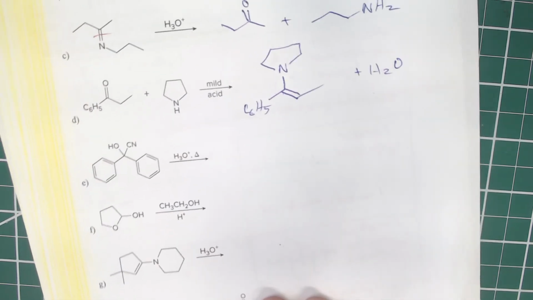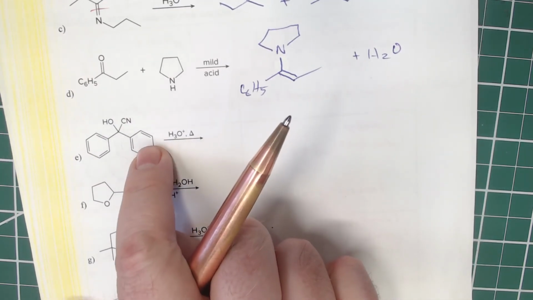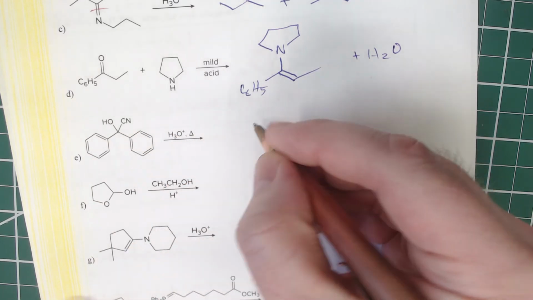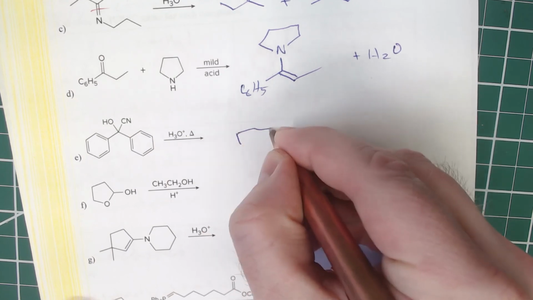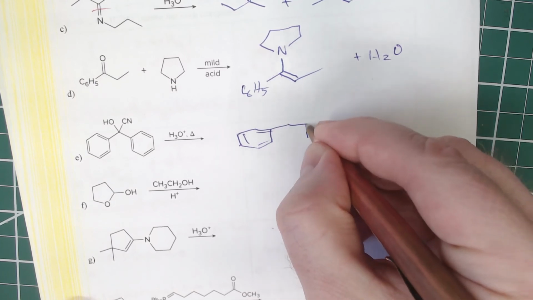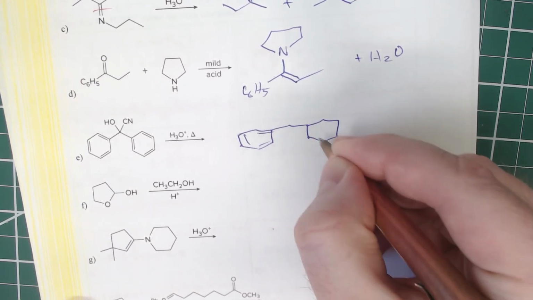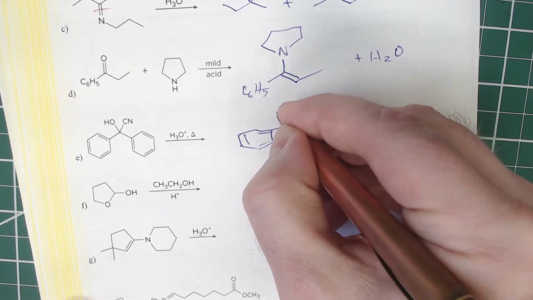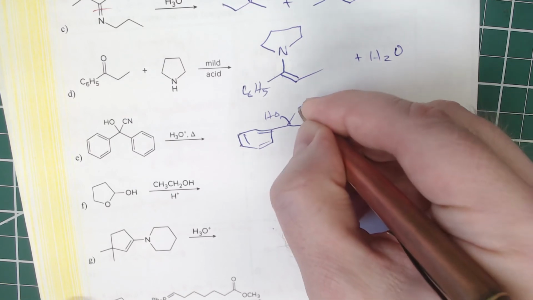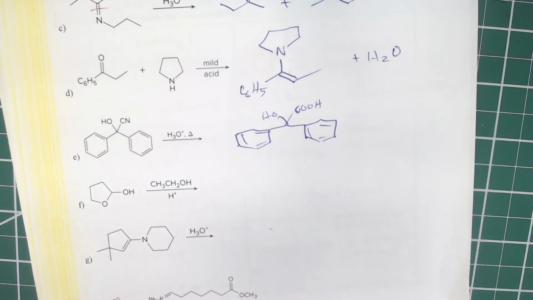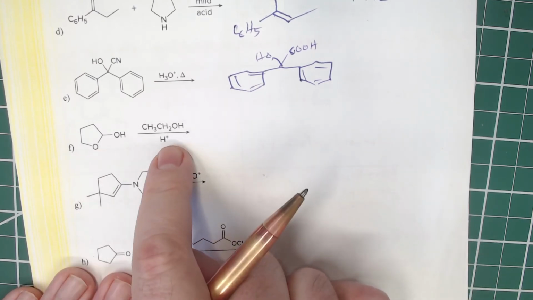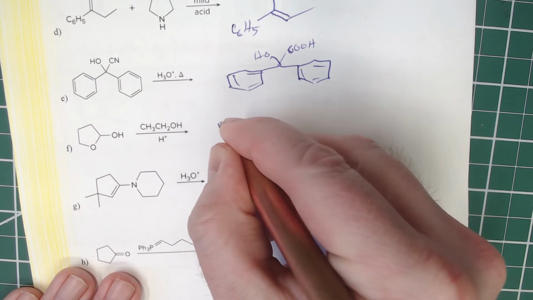All right, this is the one we saw earlier that is hydrolysis of a cyanohydrin. And so when we do hydrolysis of this, we're just going to get that as a carboxylic acid. So we'll convert that cyano group into a carboxylic acid. So this will still be OH, but this will be COOH. All right, this is a cyclic hemiacetal that we are converting into an acetal.